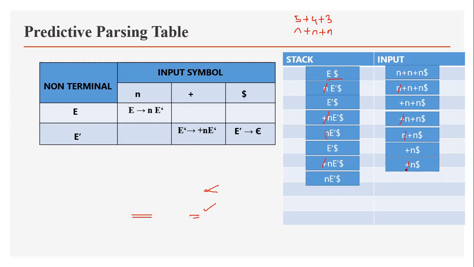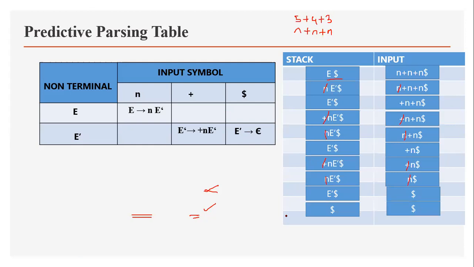The remaining is NE dash dollar. Here it is N dollar. So NN cancels. The remaining is E dash dollar here. Here it is dollar. Then E dash on dollar is epsilon. So E dash will be replaced with epsilon. Epsilon means nothing, so just dollar remains.